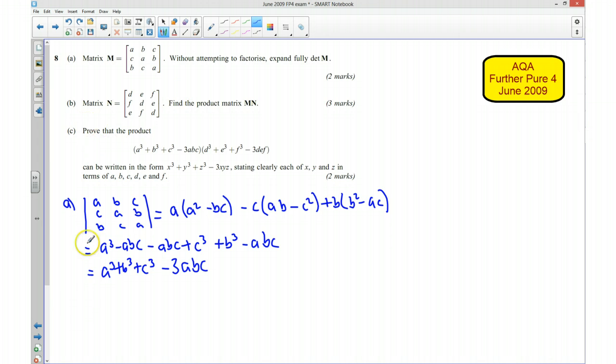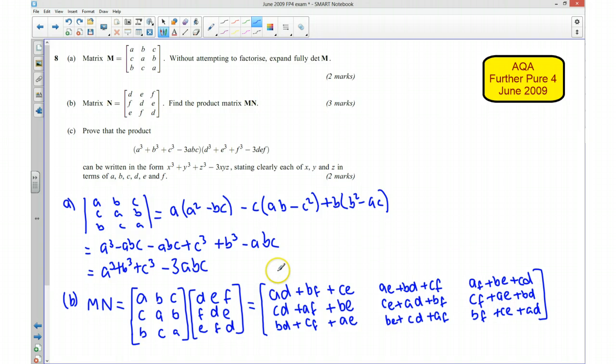Right. Part B. This time we're given matrix N, and we want to find the product of matrix M and N. So we need to multiply these together and find the product of them. Okay, so you might want to have a go at doing this yourself. In fact, what I'm going to do is pause the recording, and you don't want to see me crunch through this, and I will pop the answer on in a second. So have a try yourself.